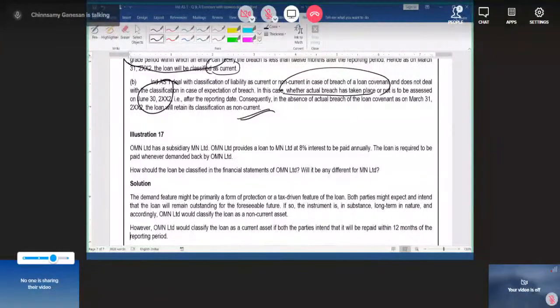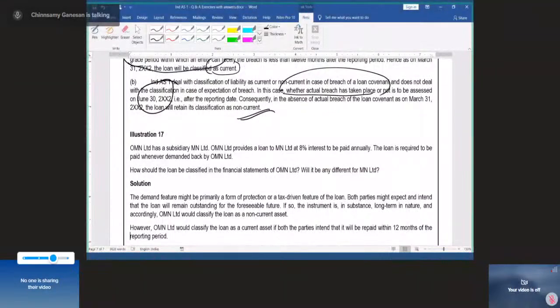In the case of the subsidiary company it is a liability. For the liability, what we have said, what is the date on which you are supposed to pay? It says it provides a loan, and whenever the loan is demanded back by the parent company, the subsidiary company has to repay. That means the loan is repayable on demand as far as the terms and conditions are concerned.